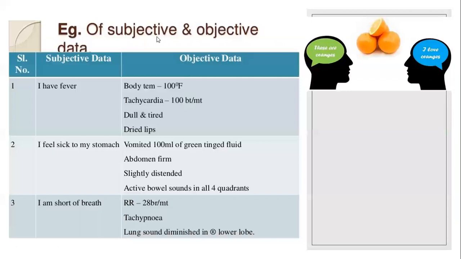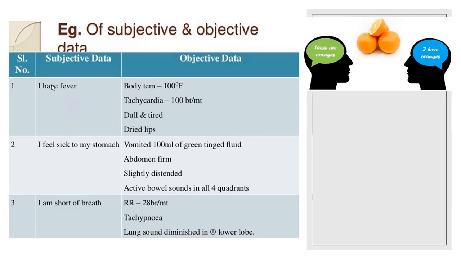Here we see a table about subjective and objective data. You see the picture here, orange. I love orange. I ate orange and got the taste, right? And I love the orange. These are two different things, similar, but a little bit different.